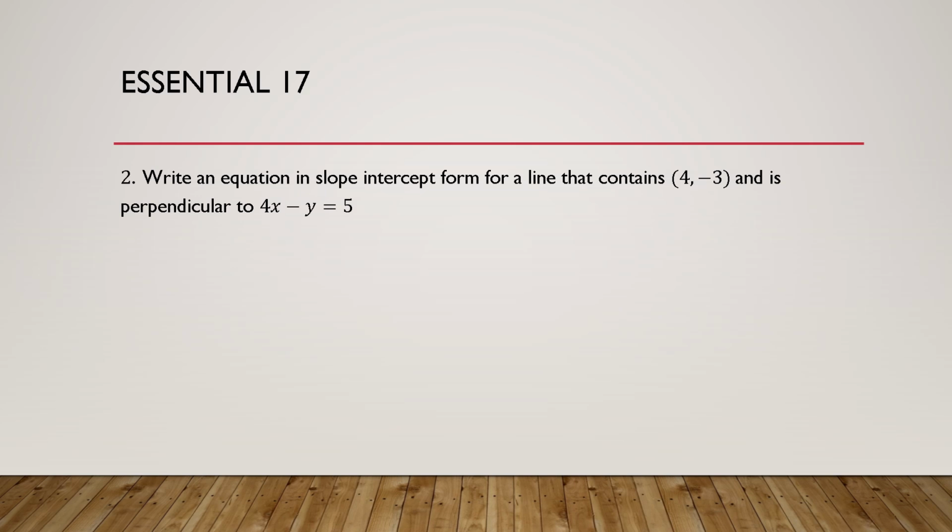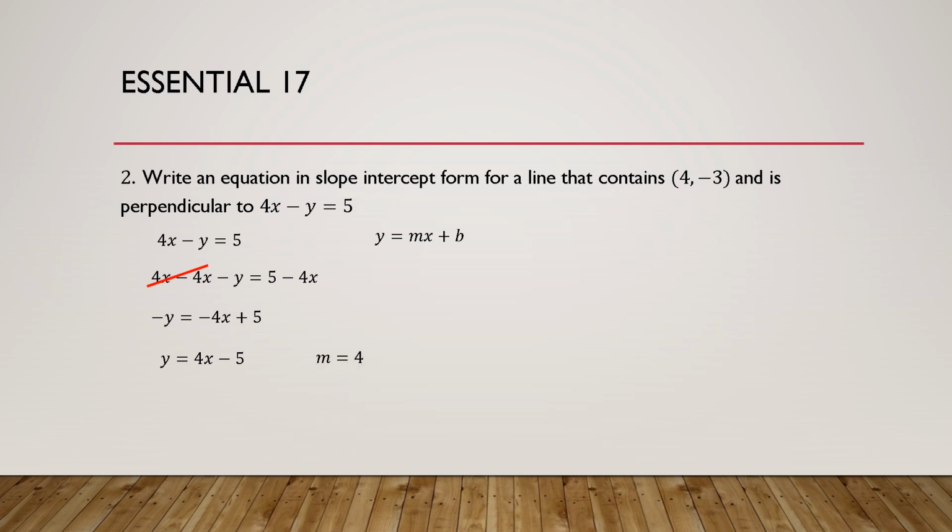Write an equation in slope-intercept form for a line that contains (4, -3) and is perpendicular to 4x minus y equals 5. First, we take the given equation and put it in slope-intercept form, y equals mx plus b, where m is the slope and b is the y-intercept, and both are rational numbers. We do this by subtracting 4x from both sides to get -y equals -4x plus 5. We then multiply all terms on both sides of the equal sign by -1 to get y equals 4x minus 5. The slope of the line formed by this equation is 4.